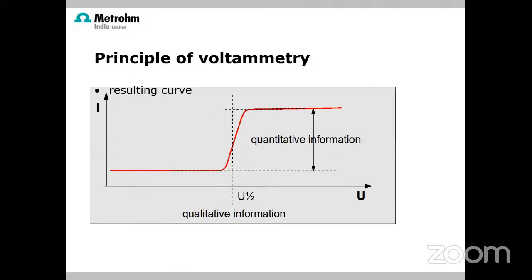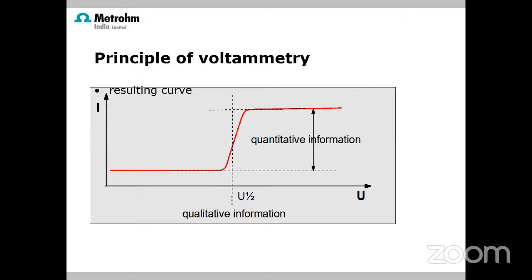So given an electrochemical condition, given a particular electrode, when we have a particular E half, that means there is a reduction. When it starts reducing, you get an E half. So when we say that at this particular potential the reduction starts and you have an E half, that means your sample has lead in it.